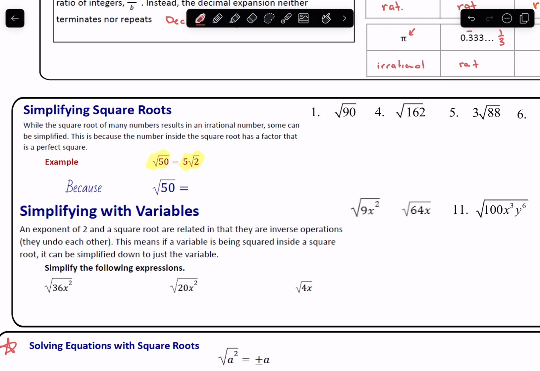But what is happening behind the scenes, what the calculator is doing is it's taking square root 50 and changing it to 25 times 2. And since we know the square root of 25 is 5, you can actually pull that out in front and you're left with the 2 on the inside. That's what the calculator's doing. You don't need to worry about it. You just need to be able to repeat it, okay?